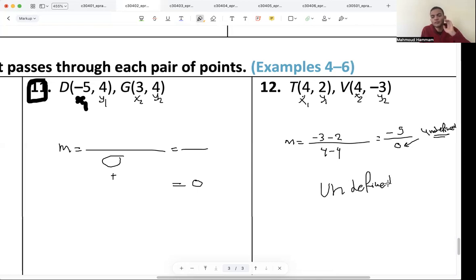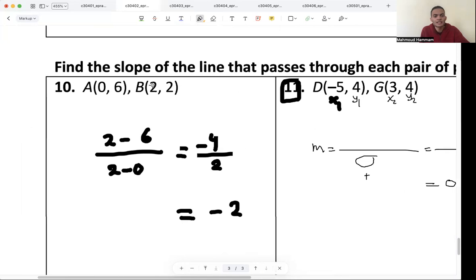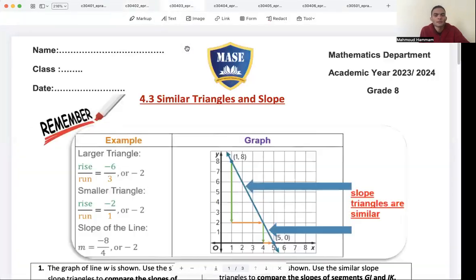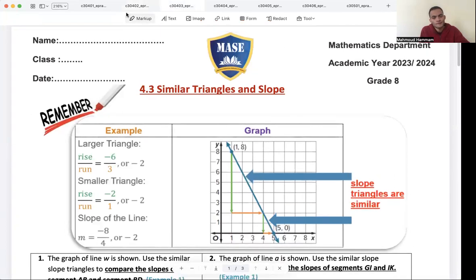So I don't write the equation. It's just asking here to get the slope. So I don't write the equation.